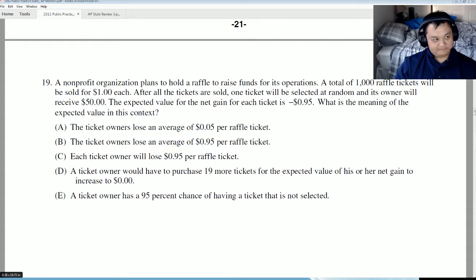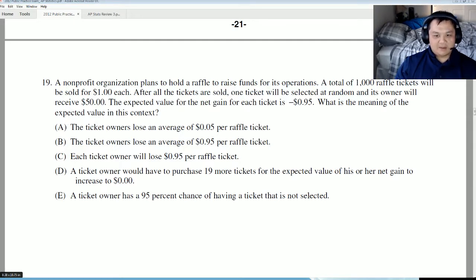Oh, yeah. I see. It's B, right? Correct. It's B. The negative means it's a loss. The fact that it's an expected value means you have to use it on average, right? A lot of people say B and C are the same thing.